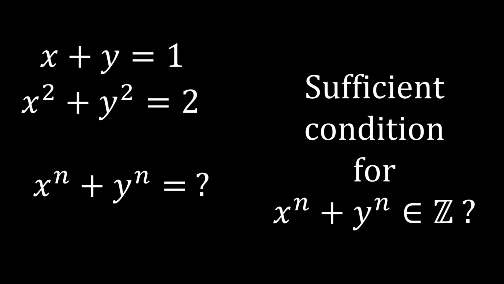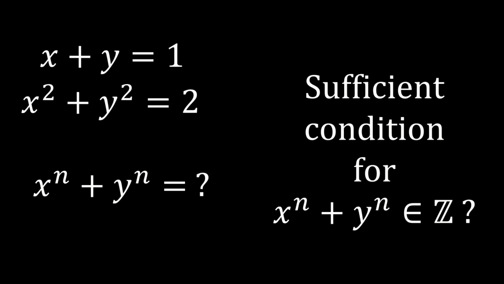The new puzzle we are going to solve today is about finding the general formula of the quantity x to the power of n plus y to the power of n when you already know the value of the sum x plus y and x squared plus y squared. In this video we are going to see that we can approach this problem via two angles.